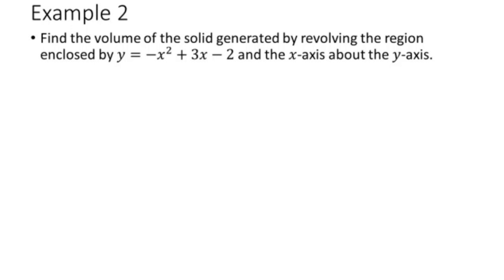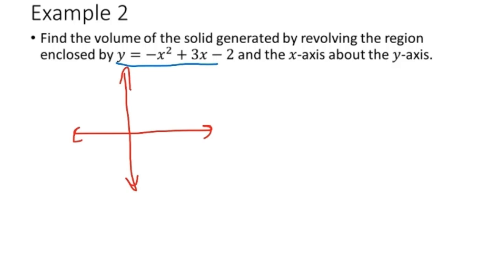Next, we're going to find the volume of a solid generated by revolving the region enclosed by y equals negative x squared plus 3x minus 2, and the x-axis about the y-axis. Just like all of our previous problems, we want to start off by sketching the region. This time, the only equation we have to graph is y equals negative x squared plus 3x minus 2, which we know would be a parabola that opens down.